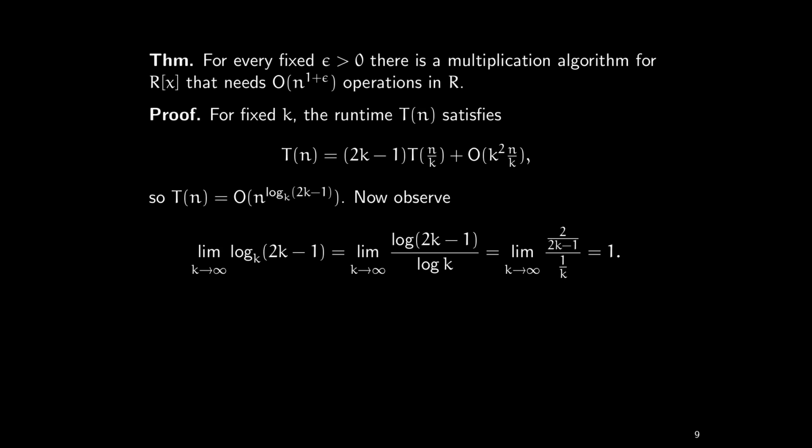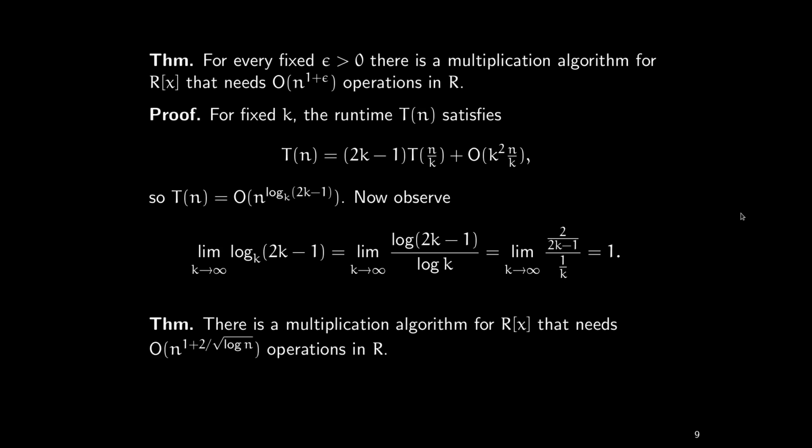But still, with this algorithm, you're still a little bit above 1 for every choice of k. You can go a step further and say, I want an exponent that is better than each of these exponents. So this is the next theorem that says there is a multiplication algorithm for polynomials over a ring R that needs this complexity. Now, where does this come from?